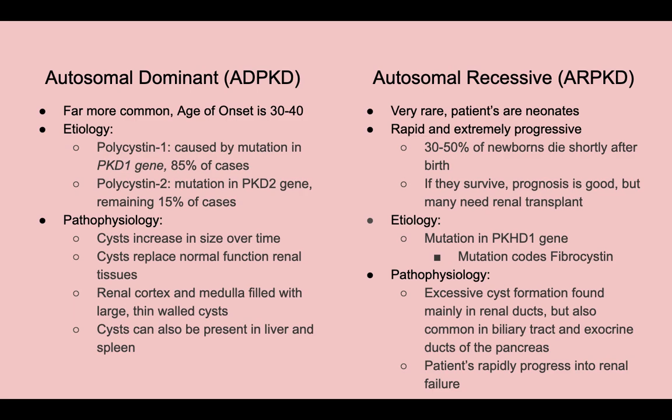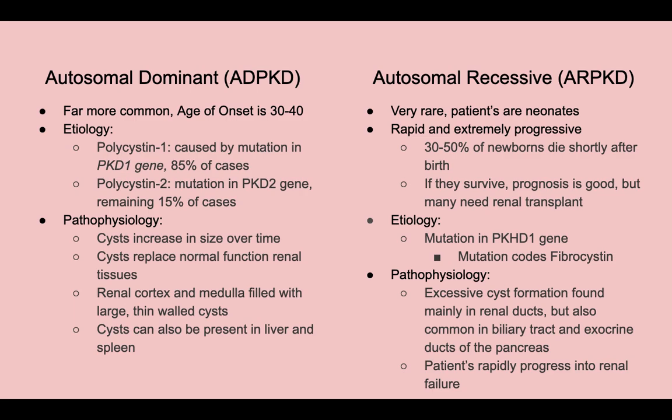So autosomal dominant has an age of onset between 30 and 40. It's caused by a mutation in the polycystin 1 gene or the polycystin 2 gene. The polycystin 1 or PKD1 attributes to about 85% of the cases, whereas polycystin 2 attributes to about 15% of the cases.